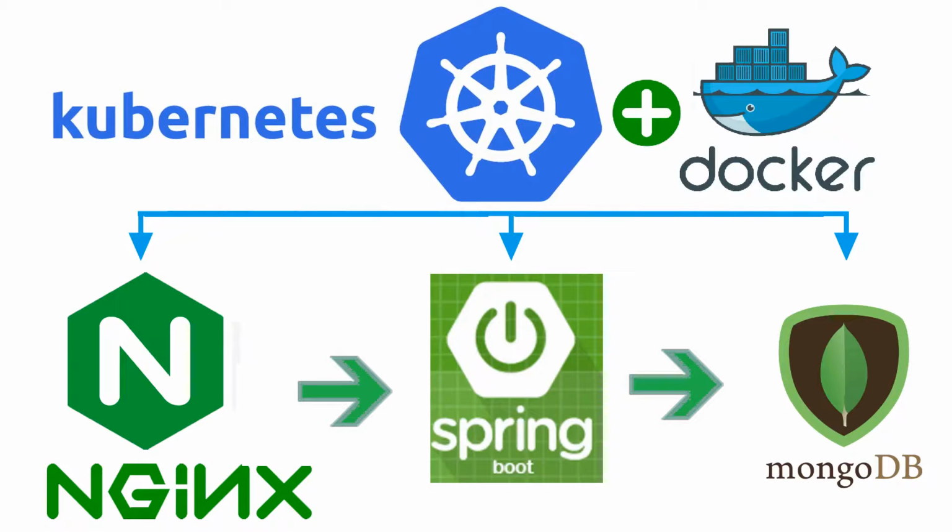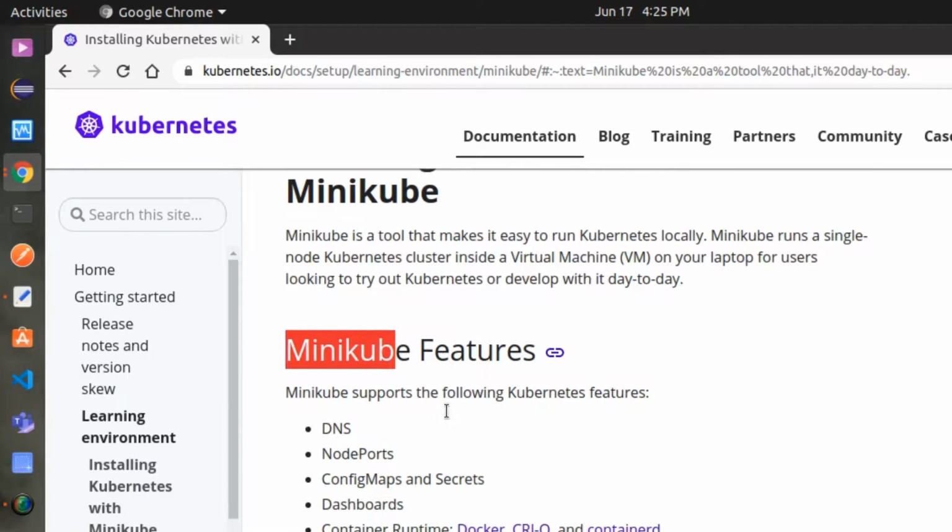Hello friends, today I am going to explain how to deploy a web application on Kubernetes inside Minikube. The tutorial is on the deployment of a web application on Minikube. I will be running a Spring Boot application with a MongoDB. Before that, let me explain a little bit about Minikube.